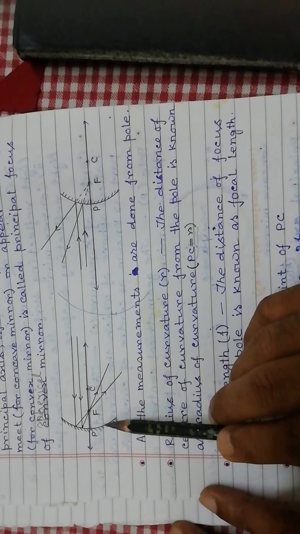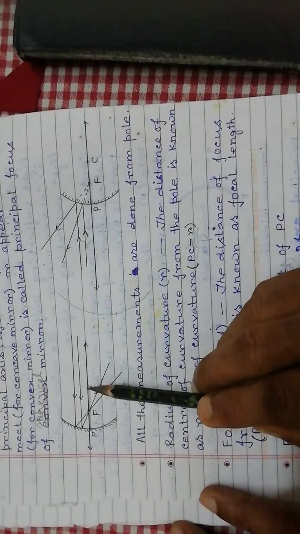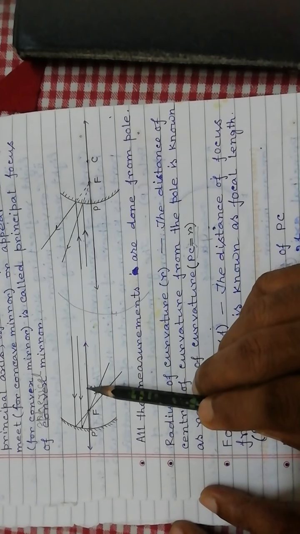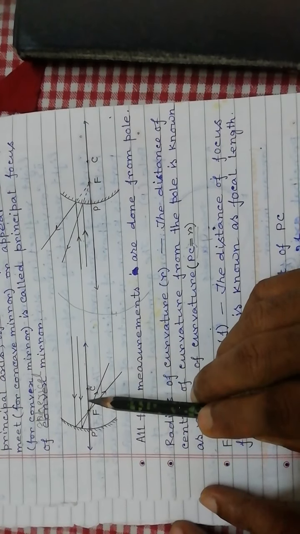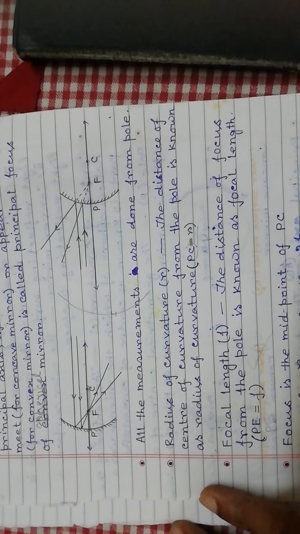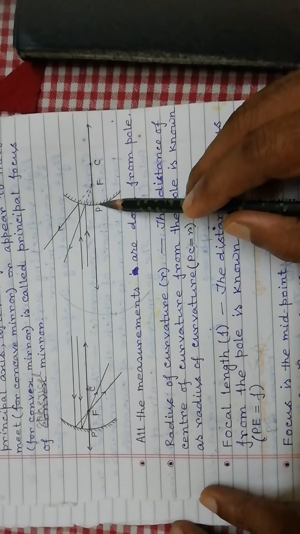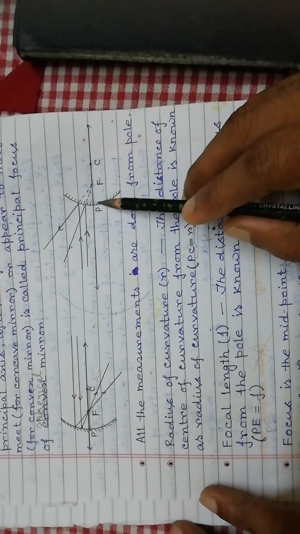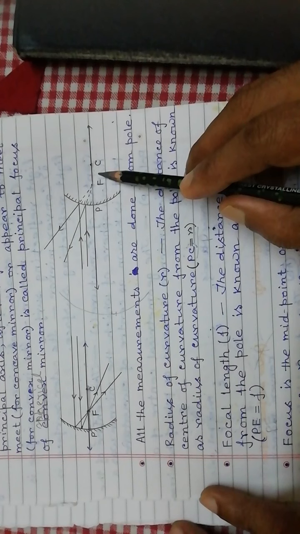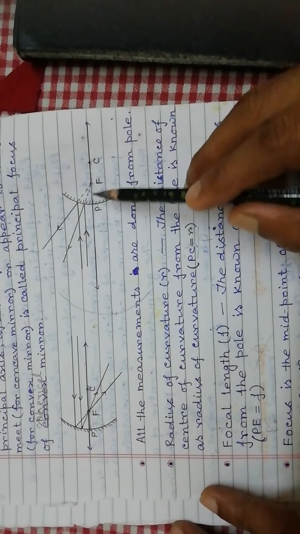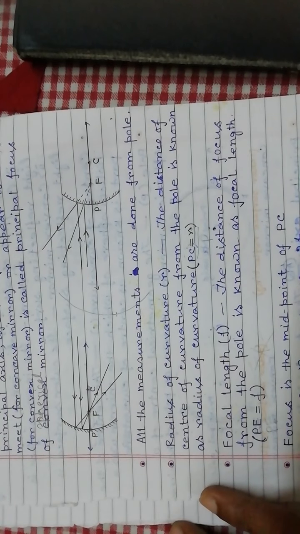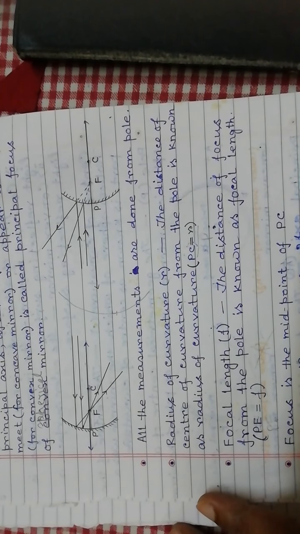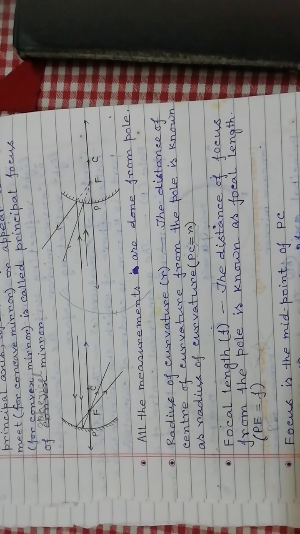For the concave mirror, we already discussed that focal length and center of curvature are both at the front of the mirror, so all the lengths are taken as negative. But here the focus and center of curvature both lie at the back side of the convex mirror. That is why all the lengths, that is focal length and radius of curvature, are taken as positive. This is the terminology related to spherical mirrors, that means concave and convex mirrors.